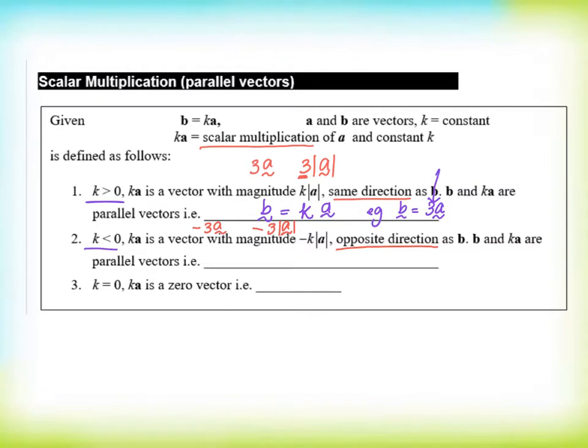So if I were to give you a vector B that is negative k times the vector A, for example, B is negative 3A. It means I will take vector A, change the direction to be in the opposite direction, and extend it by 3 times. Now what happens if I have 0? Well, this one will be a 0 vector because I will have 0 times A, 0 units of A, it will be a 0 vector.